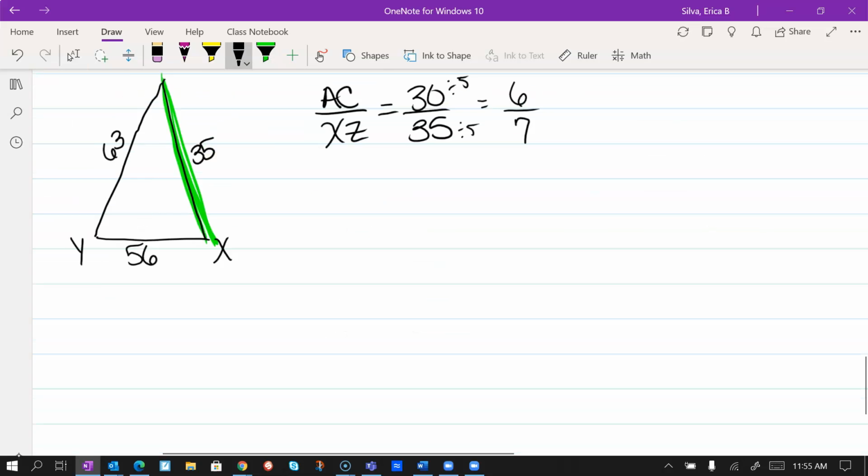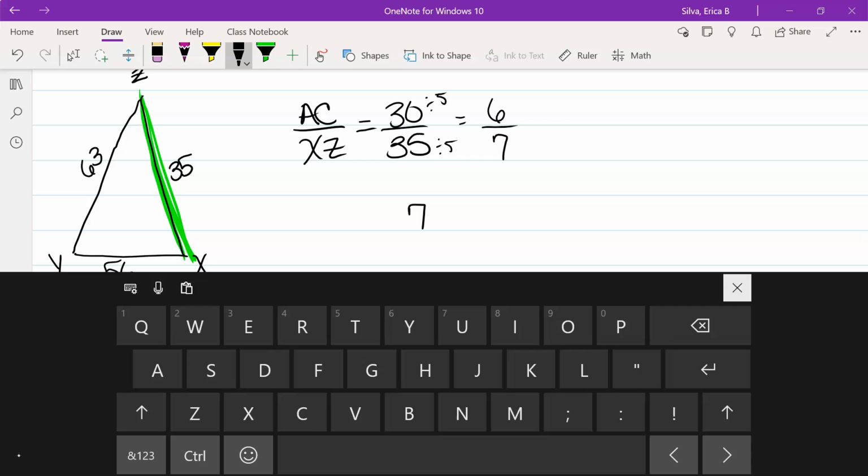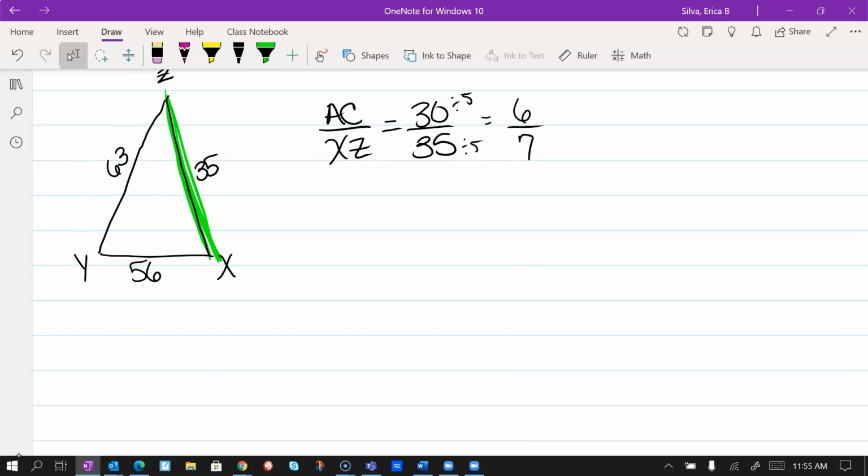Another thing is if your answer is a whole number. Let's say my answer was 7. On your answers in your assignment today, you're going to have to put it as a ratio. So you would have to put 7 over 1. Okay? Just FYI. Anytime it asks for a scale factor, make sure that it is in fraction form. So here we're going to say K is equal to 6 over 7.